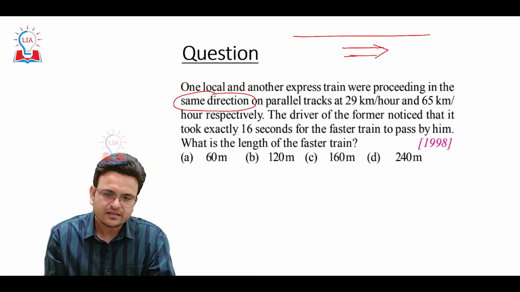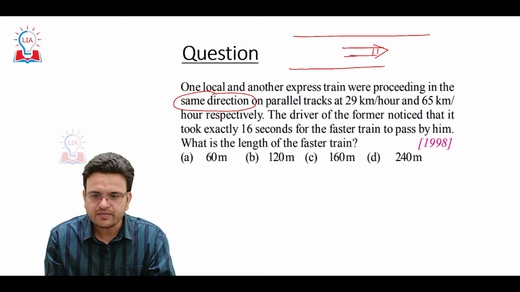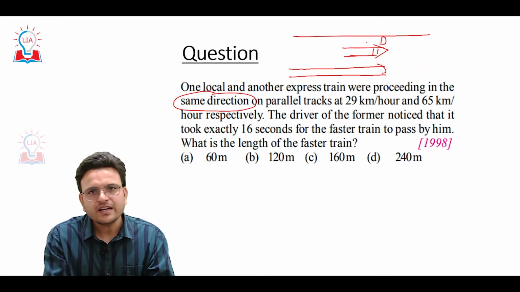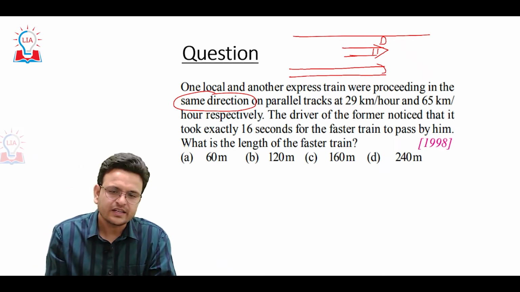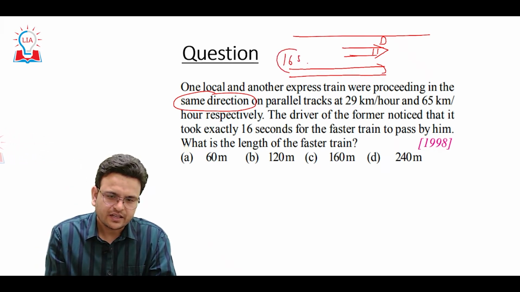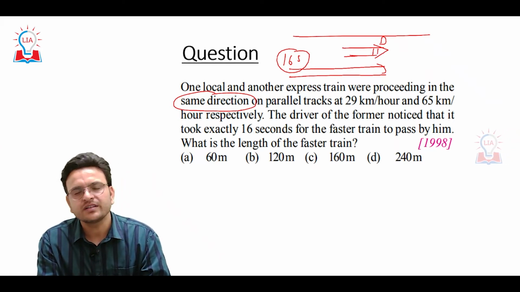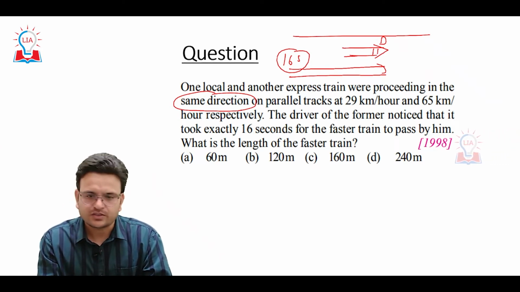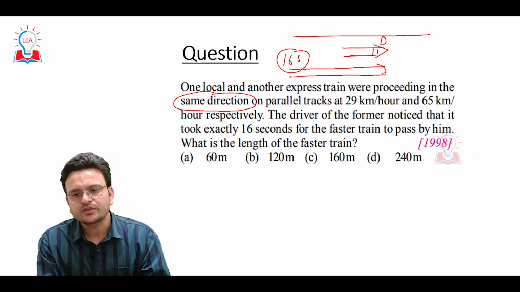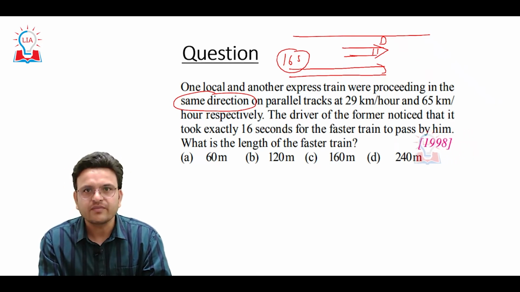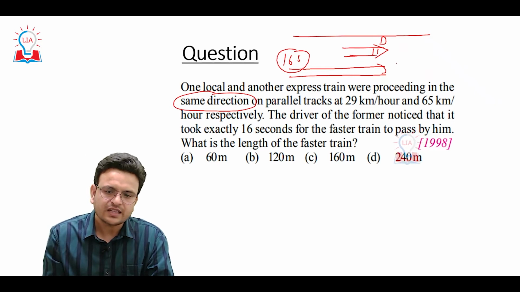So here the driver was sitting, then a faster train came and crossed this driver, and while crossing it has taken only 16 seconds. I will suggest pause the video first, try to think about the question, and then you have to see the solution. So in this particular question, what did the driver see? The driver saw the length of the second train.